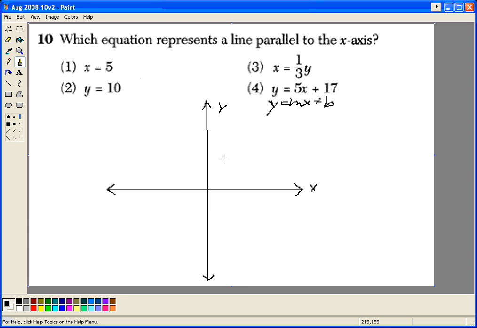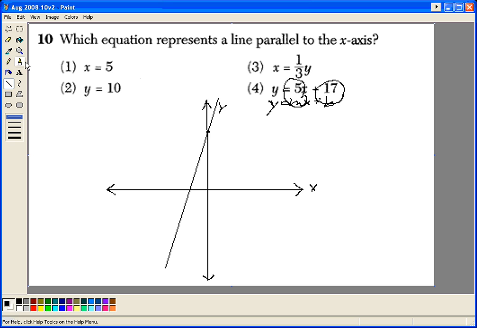We could use graph paper, but the intercept of this equation is 17, so that's way up here. And the slope of this line is going to be 5. In other words, up 5 over 1. So what does this approximately look like? This line is going to come down at a pretty steep slope, hit the y-axis at 17, and keep on going. No, definitely not parallel to the x-axis.